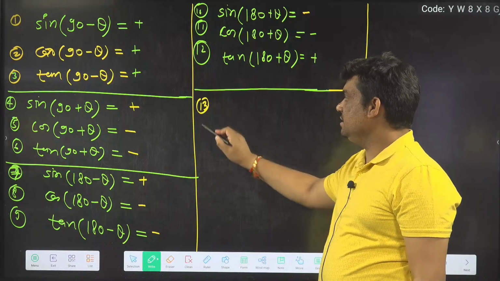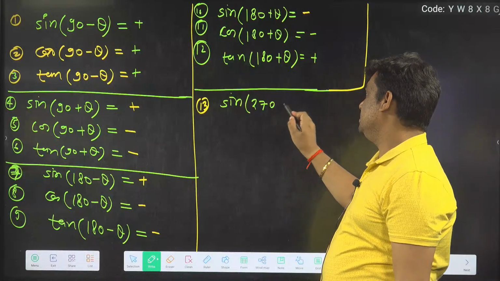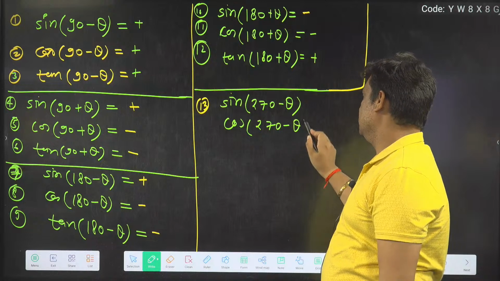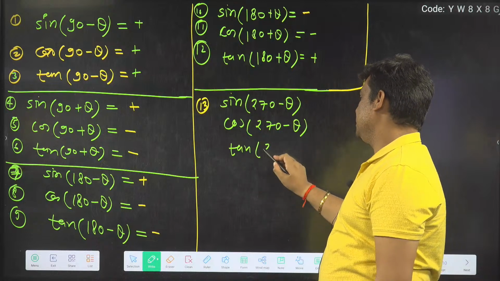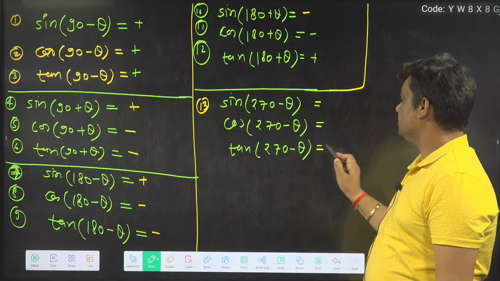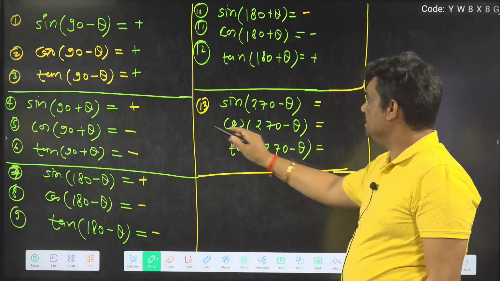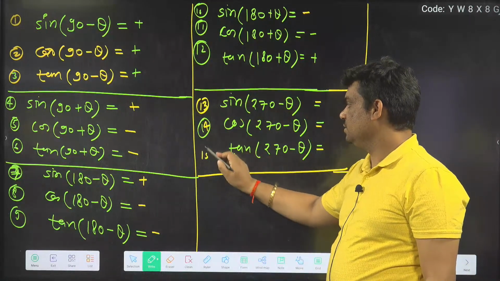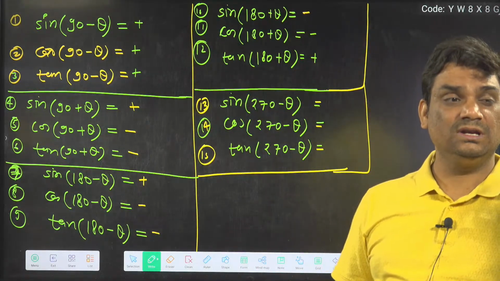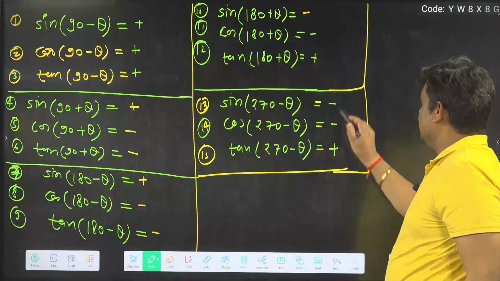Number 13 I will write: sine 270 minus theta, cos 270 minus theta, and then tan 270 minus theta. You have to quickly tell here which quadrant for this 270 and what will be the values, which will be positive, which will be negative. 270 minus, again you will see third, and in third only tan is positive, so we'll say here negative, negative, and positive.